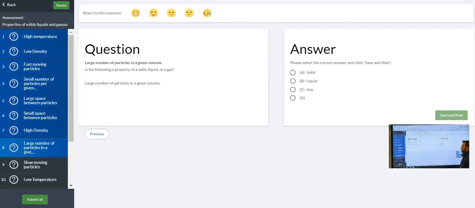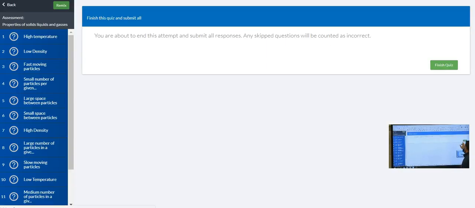Large number of particles in a given volume. That's the same thing as saying density. So we're going to say that's a solid. Can't believe I put these in order. Slow moving particles, solid, because that means they're cold or have a low temperature. Alright, then the rest of them are probably going to say medium. And all I do is read the word medium and I know it's a liquid. Medium density. Medium speed. Medium temperature. And then we're going to finish the quiz.